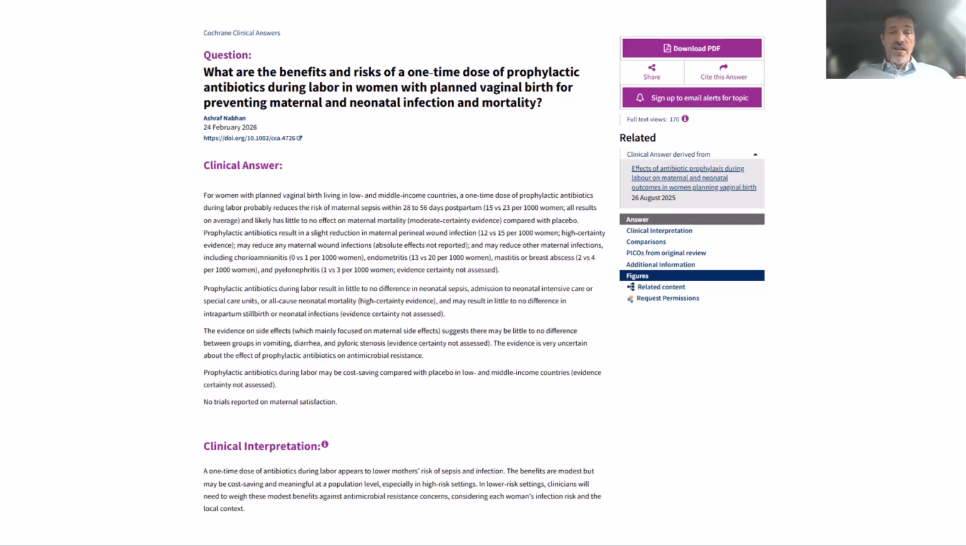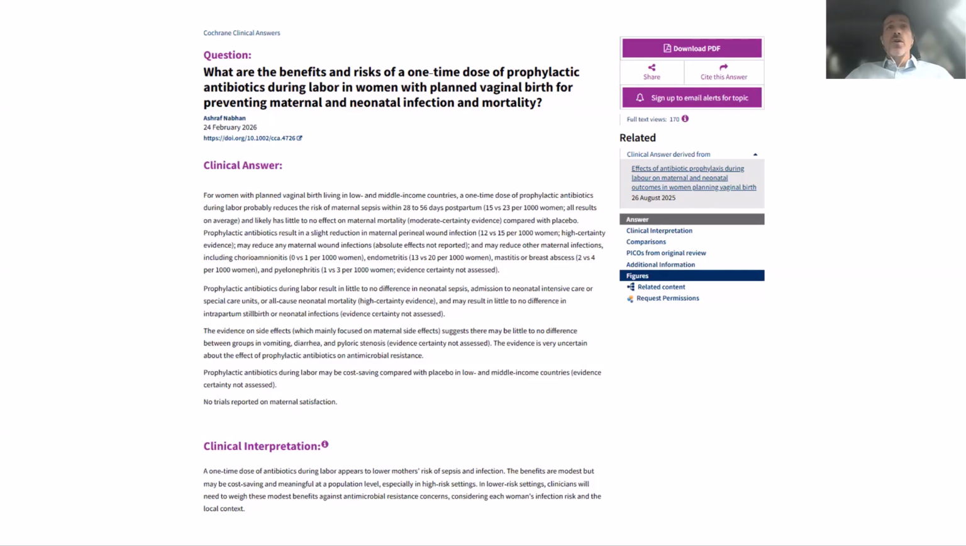So when you look at that, it's saying a one-time dose of antibiotics during labor appears to lower maternal risk, sepsis, and infection. Benefits are modest, but may be cost-saving. That's something obviously that matters for patients, what they may or may not have to pay, and meaningful at a population level. What that's getting at for folks who are trying to think about narrative statistics is that this matters most when we're trying to do this over the large group.